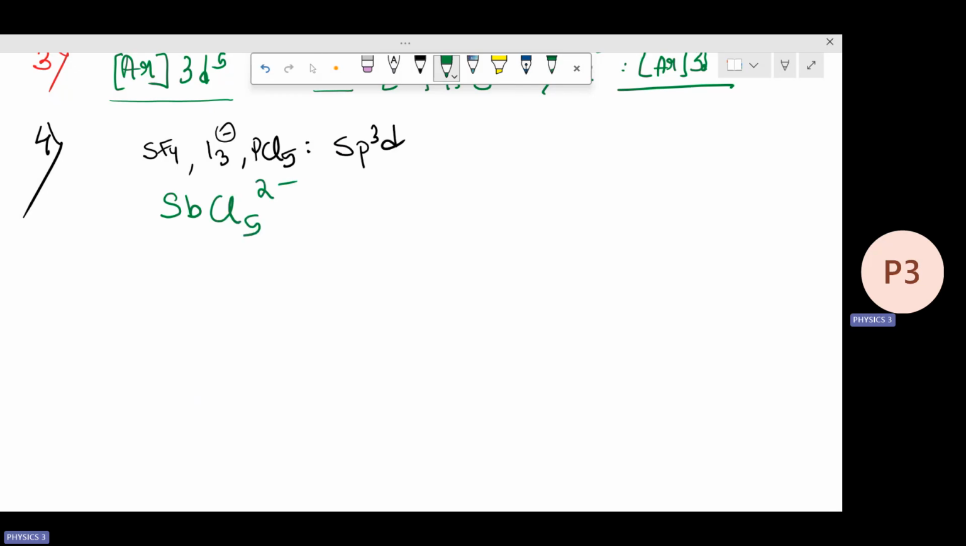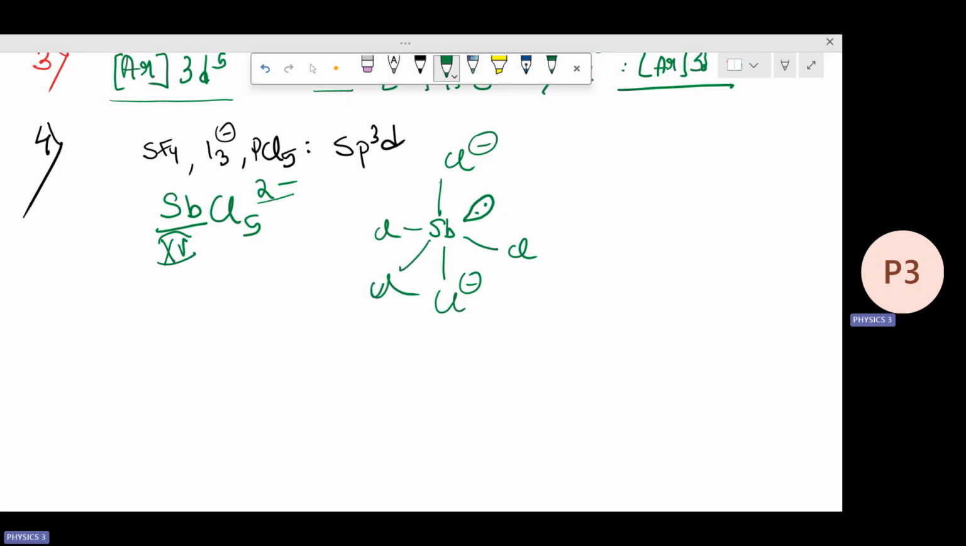SbCl5 2 minus. In this case, Sb belongs to which group? It belongs to group number 15. From group number 15, it will have one lone pair, and as it is 2 minus, there will be 2 coordinate bonds. So Sb will look like this: Cl, then one lone pair, then here is one Cl, then one Cl minus, there is one Cl minus. So what will it be taking? What will be the shape or the hybridization?